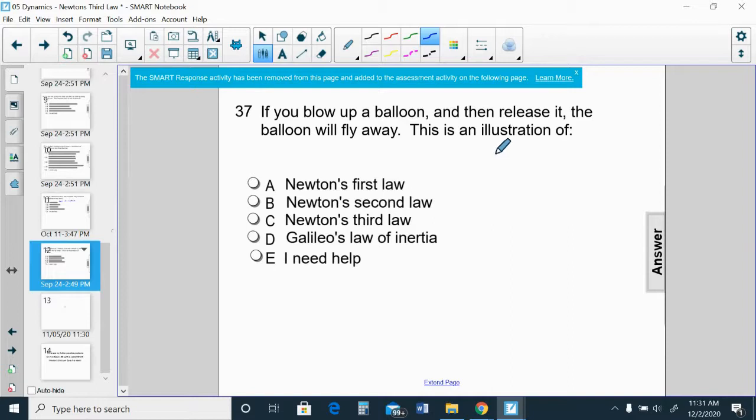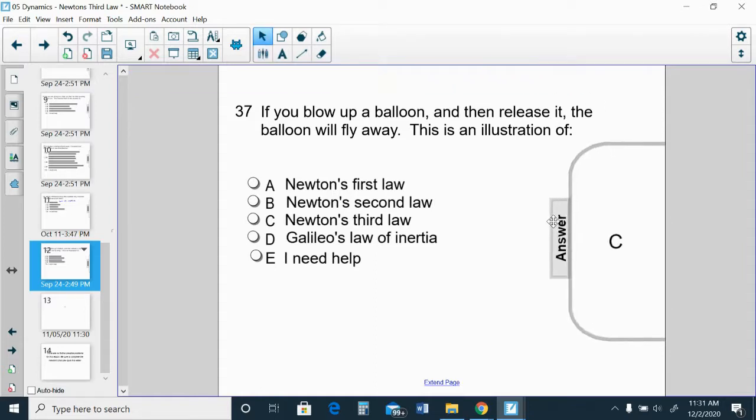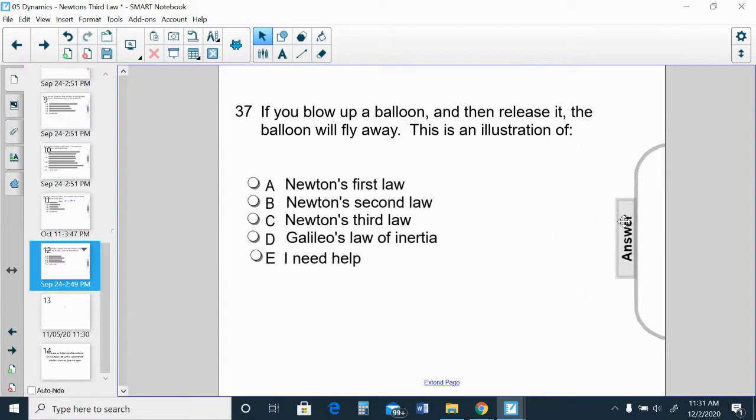If you blow up a balloon and then release it, the balloon will fly away. This is an illustration of... the correct answer is C, Newton's third law. So here we have an action-reaction pair. It's going to be the air in the balloon against the air outside of the balloon.